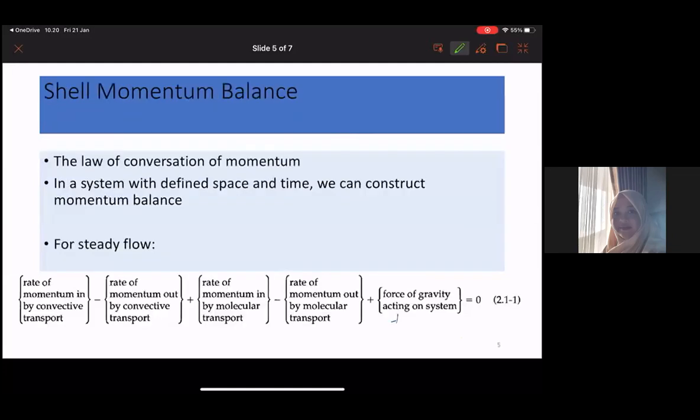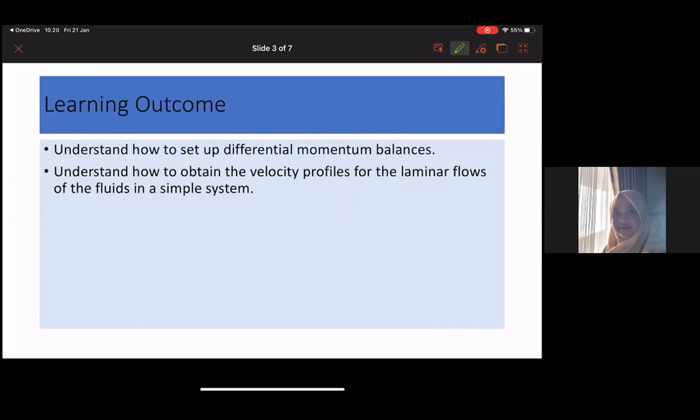Okay, so this is the most important one. The shell momentum balance is actually the law of conservation, yeah. Not conversation.